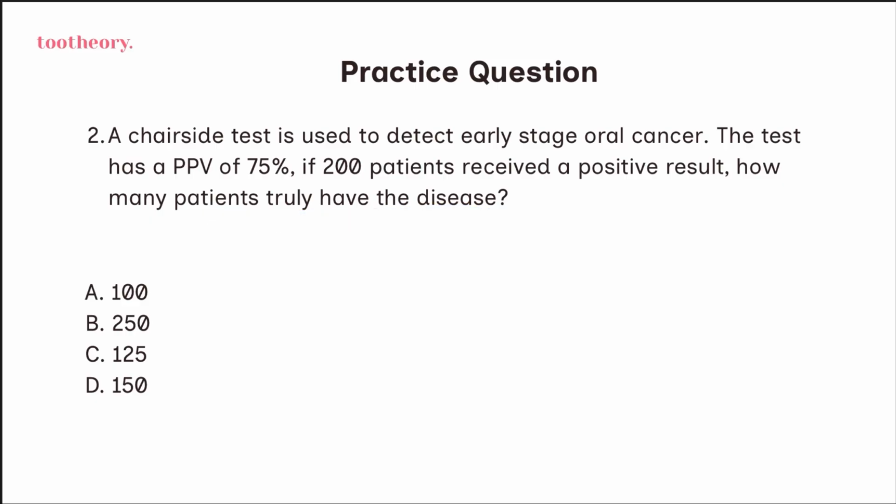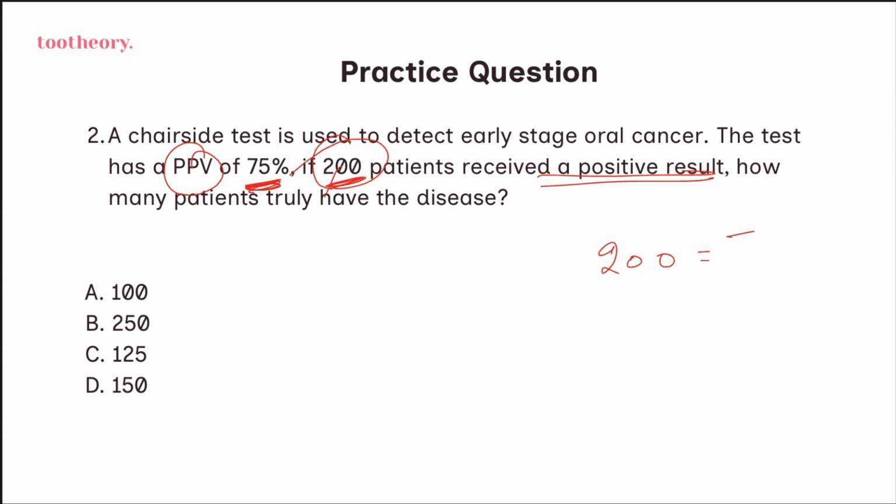Because 200 of these patients have received a positive result from the test, which does not mean that they're actually positive, because the positive predictive value is only 75%. That means there is still 25% doubt that, out of these 200 patients, some of them are wrongly diagnosed as positive, right?